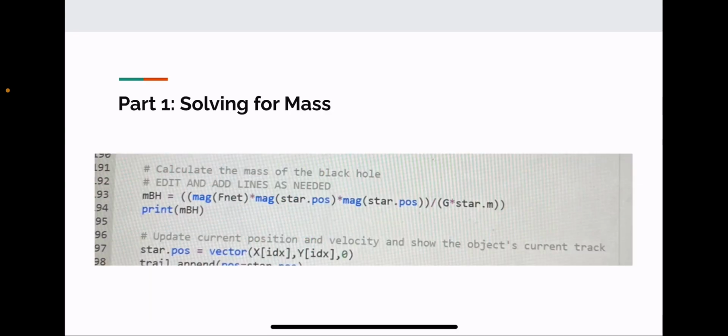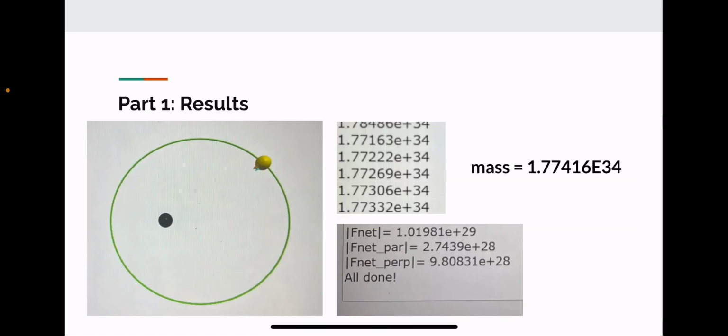Everything we just calculated can be put into the mass equation we created previously. This computational model spits out several potential values of the black hole's mass. I put all of these values into Excel to compute the average, which came out to be 1.77416 times 10 to the 34th kilograms. This model also gave us the values for F net and its components on the star.